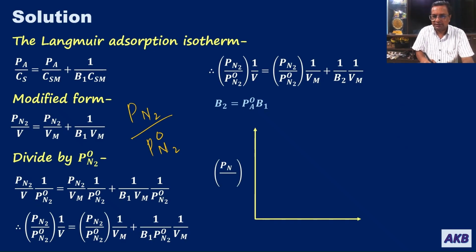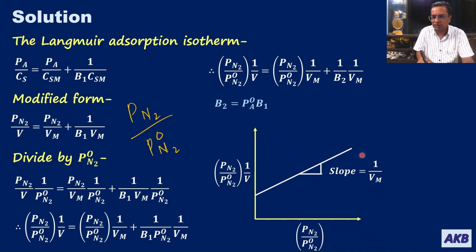On the y-axis, you are going to plot Pn2 upon Pn2 naught into 1 by V. This is y. And then on the x-axis, you are going to plot Pn2 by Pn2 naught. So you'll be getting a straight line. The slope of this line will be 1 upon Vm. So by just knowing the slope of the line, you'll be able to get Vm. And from Vm, you can find out the surface area of the plate. Then the intercept in this case is 1 upon B2 into 1 upon Vm.